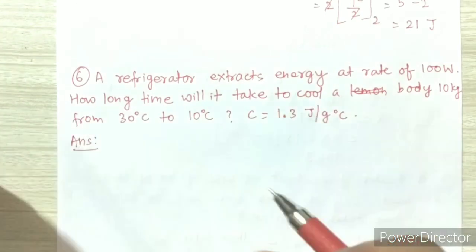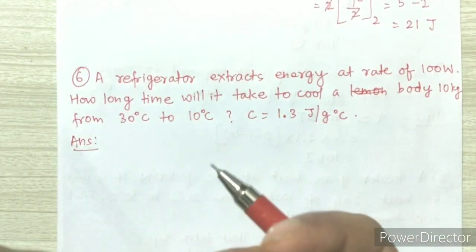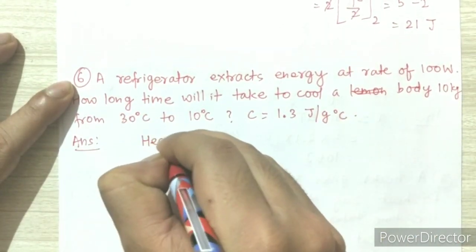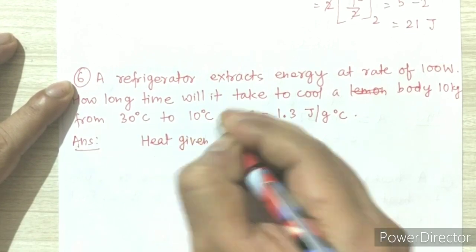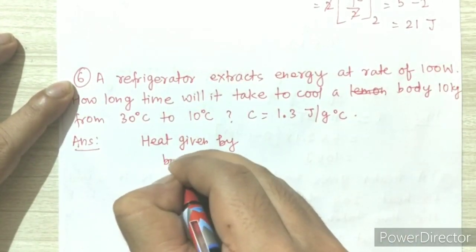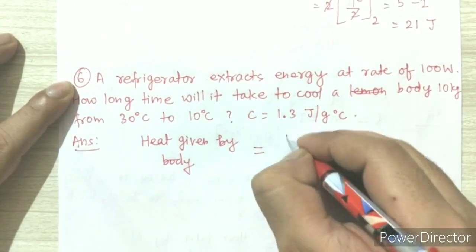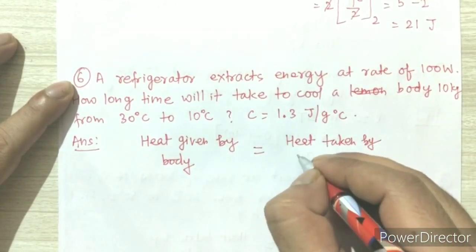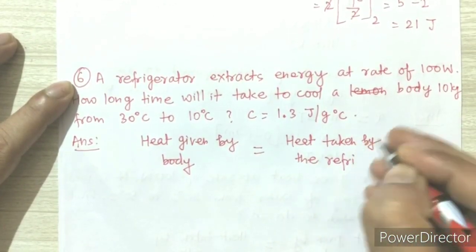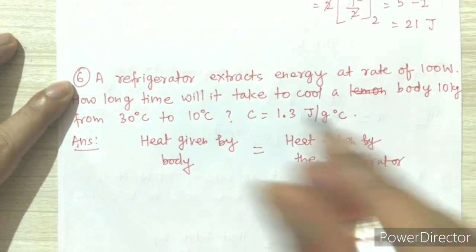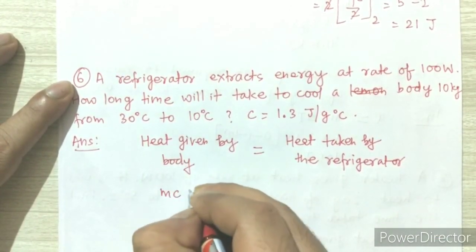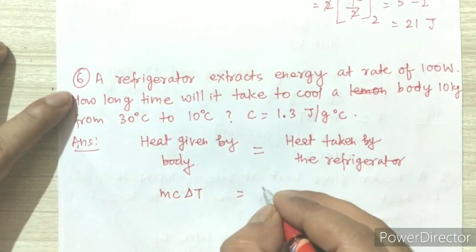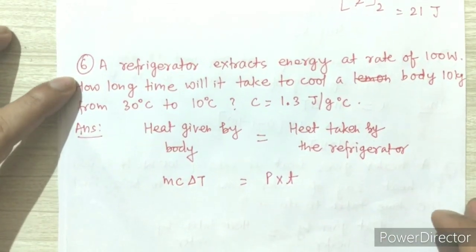Whatever heat will be given by the body, that heat will be taken by the refrigerator. So from conservation of energy, we can write that heat given by the body will be equal to heat taken by the refrigerator. Heat given by the body will be mc delta T, and heat taken by the refrigerator, that is energy, equals power into time. Now substitute everything here.